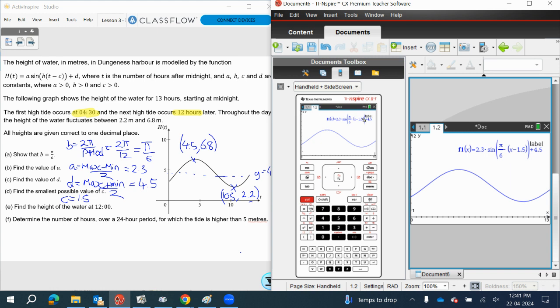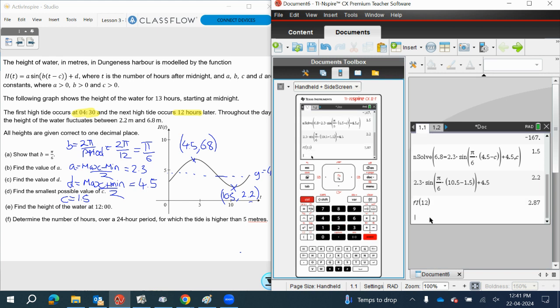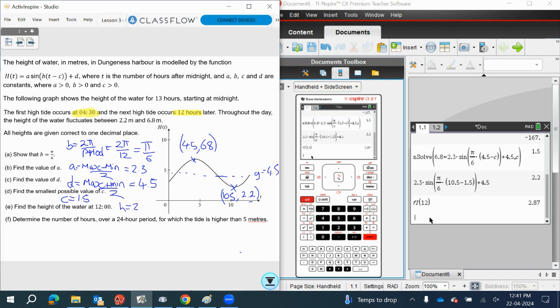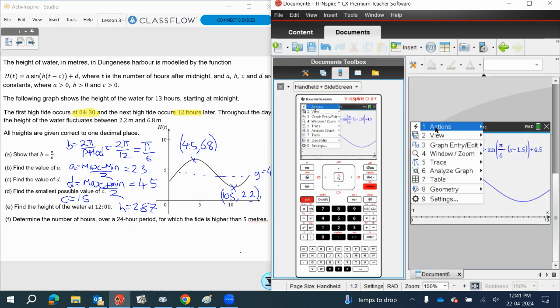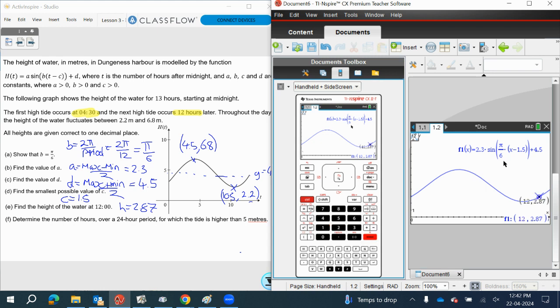For the first one, what is the height of the water at 12 o'clock? We can do this in two ways. I can do it here on this screen. In the variables, I'll pull up the function and I can enter 12 into the function, 2.87. On the graph, I can press menu, add trace graph. I can type 12, press enter twice, and it shows the 2.87 there graphically.